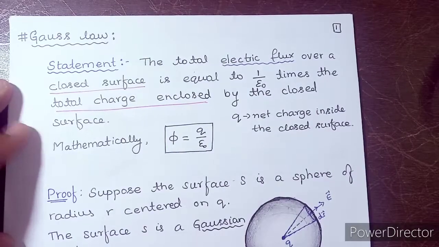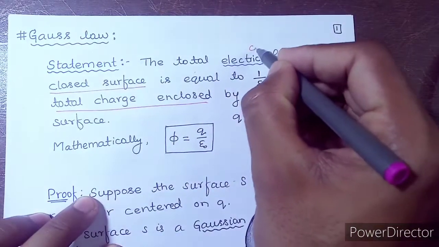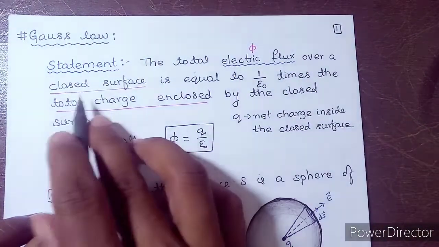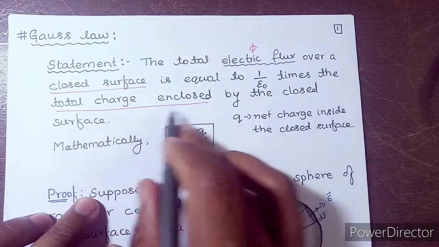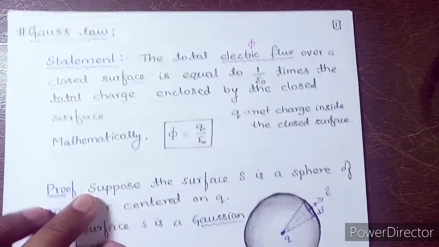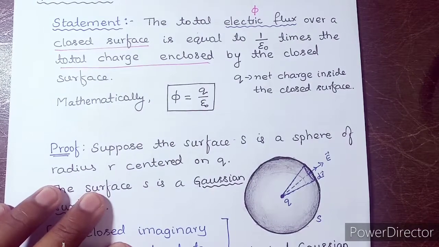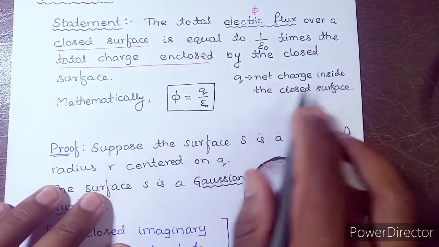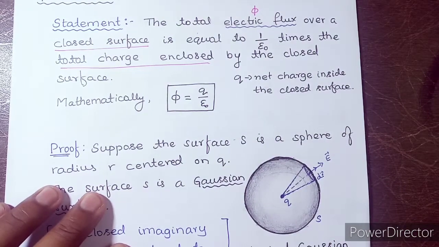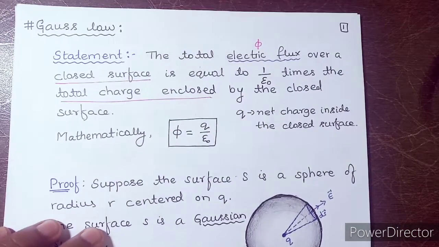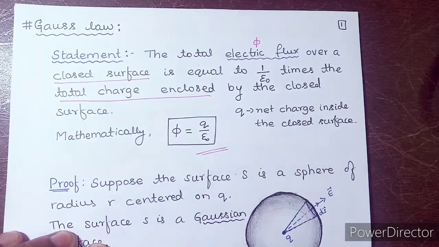So here, according to this statement, the total electric flux is represented by phi over a closed surface equal to 1 by epsilon naught times the total charge enclosed by the closed surface. So that is phi is equal to Q by epsilon naught, where Q is the net charge inside the closed surface, not the charge outside the closed surface. Do remember this. This is very essential while solving the numerical part. Simple statement. So this is Gauss law.